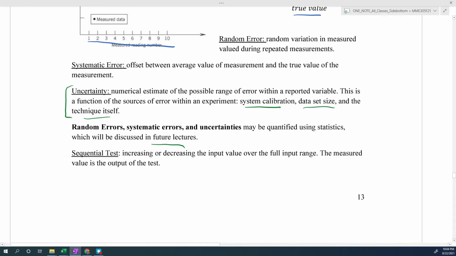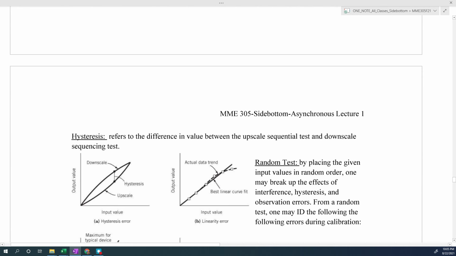We're also going to talk a little bit about the errors associated with calibration, starting with sequential testing and random testing. A sequential test is when you slowly increase or decrease the input value over the full input range. The measured value that you get is the output of the test. Oftentimes during calibration, people will do sequential tests. They'll slowly increase the temperature or increase the load on a device, measure the signal, and then decrease the load. That's a sequential test.